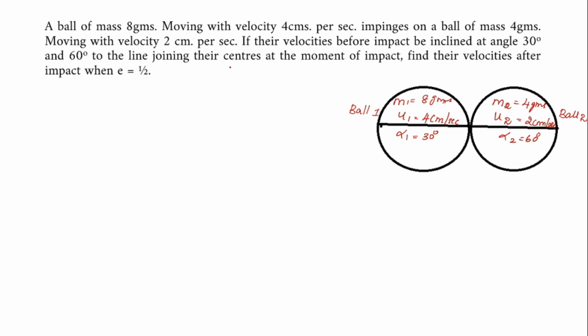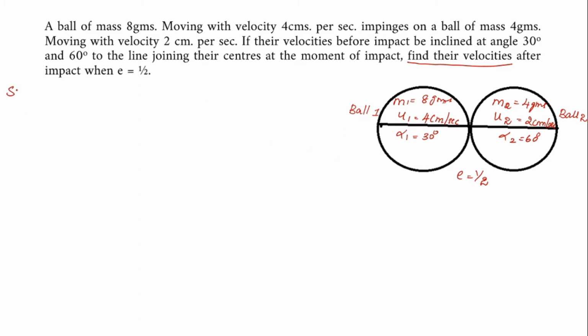These angles are to the line joining their centers at the moment of impact. Find their velocities after impact when e is equal to half. They have given e is equal to half. When e is equal to 0, it is inelastic. When e is equal to 1, it is perfectly elastic. e equal to half means it is imperfectly elastic. So they ask you to find their velocities. In the class, we have derived the velocity formulas, v1 square and v2 square. Now we are going to substitute these values in that formula and derive the velocities.